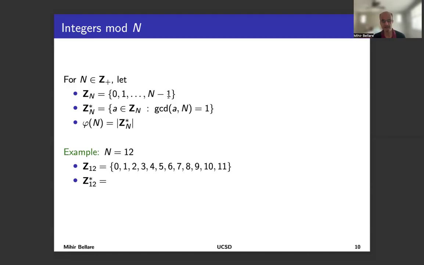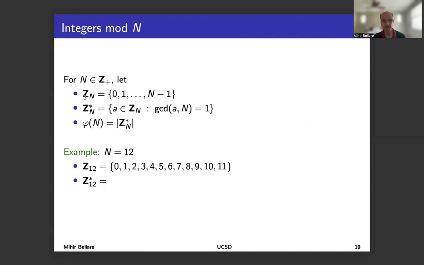The intuition is that these are all possible remainders you can get if you start dividing numbers by n. There's a subset of that which is of interest. In the space of n numbers, let us say that I'm only interested in those whose greatest common divisor with this n is 1. That subset is called Zn with a star.